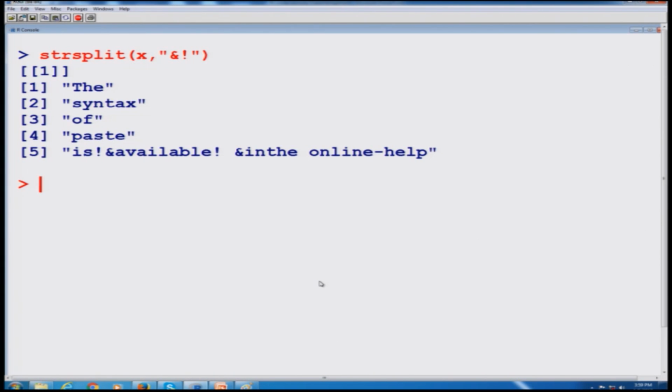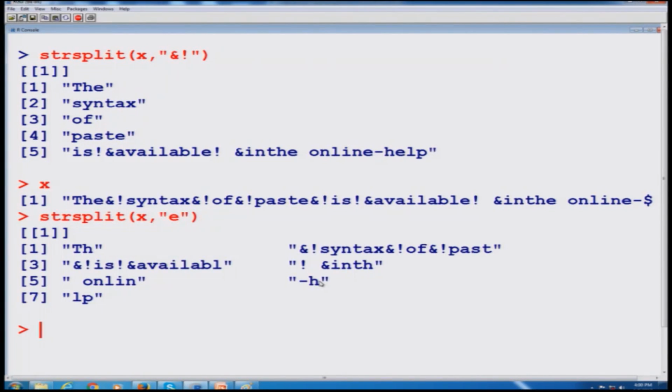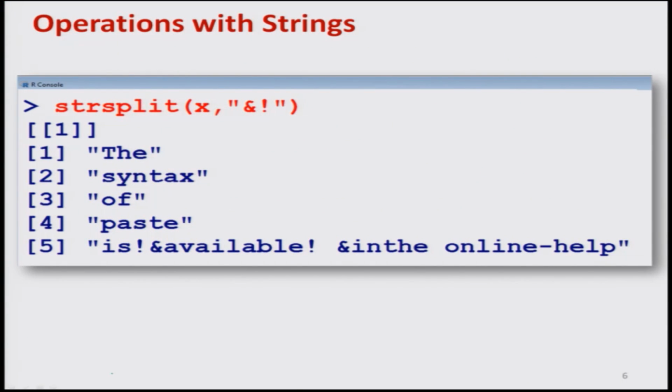See like this. And what was your x? It was something like this. Now suppose I want to split it at another symbol, wherever is here E. You can see here that this is happening. So depending on the requirement, you can play with this and get the required outcome. Now here is the screenshot of the same outcome.